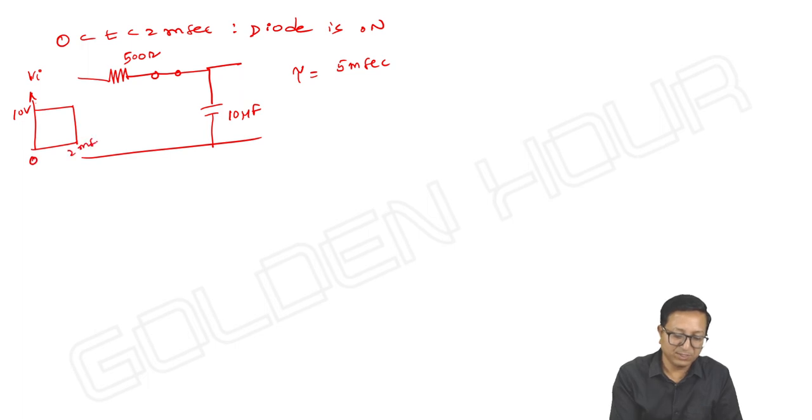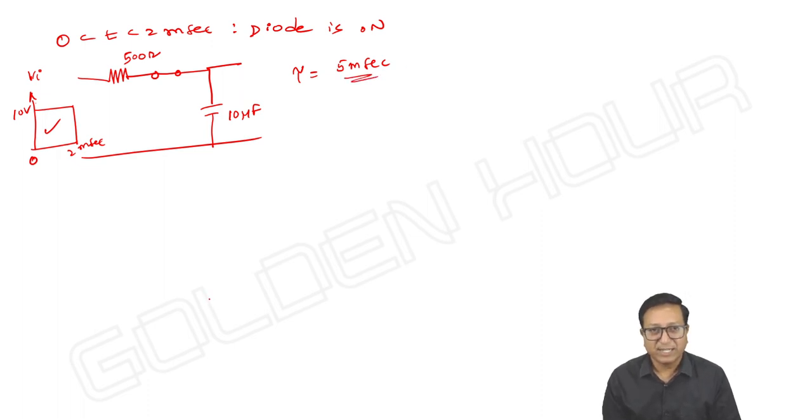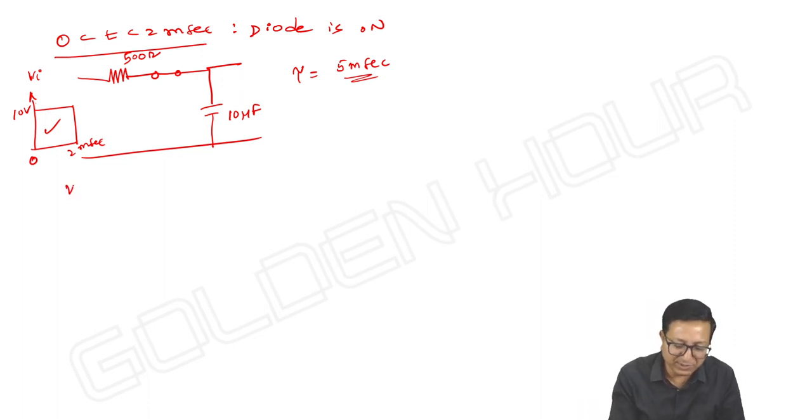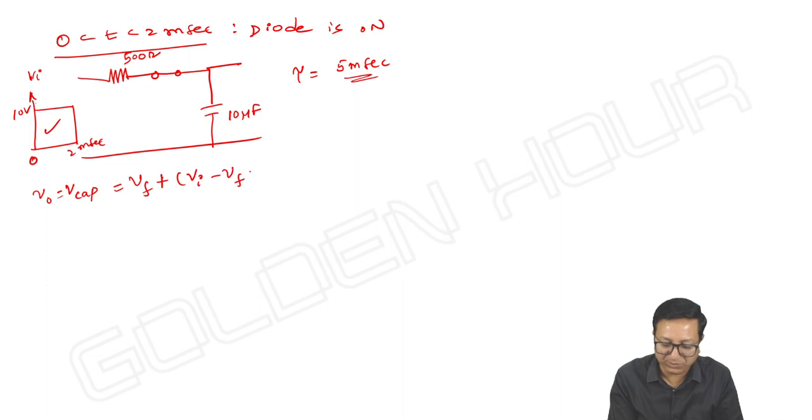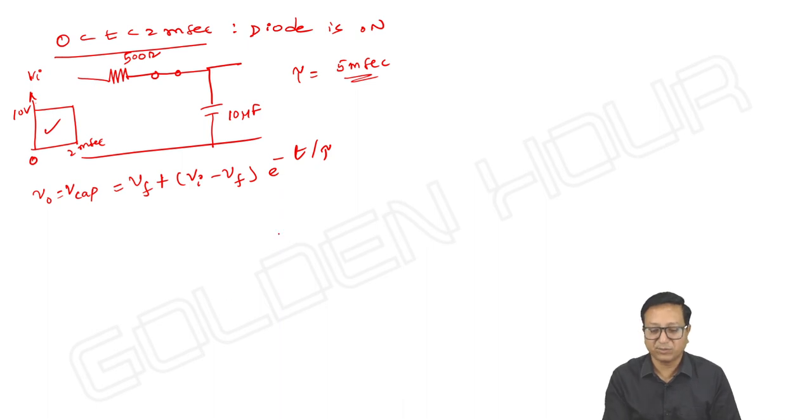0 to 2 milliseconds. As it is 10 volts and assuming 0 initial conditions as they mentioned, the capacitor will rapidly charge towards 10 volts with a time constant 5 milliseconds. This will take place up to 2 milliseconds, and 2 to 4 milliseconds the diode will be off. During this time interval V capacitor is equal to V final plus V initial minus V final into e power minus t by tau.